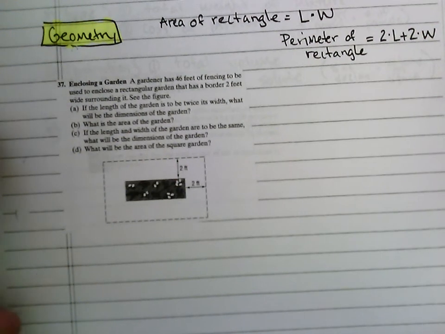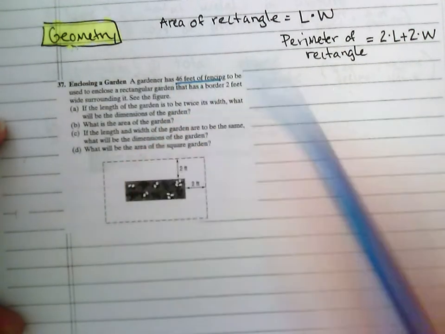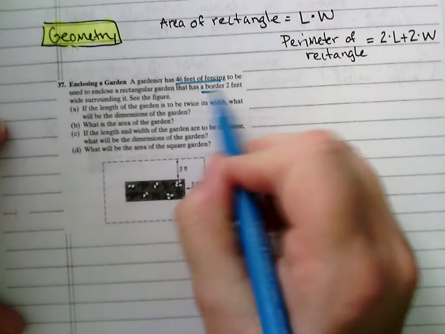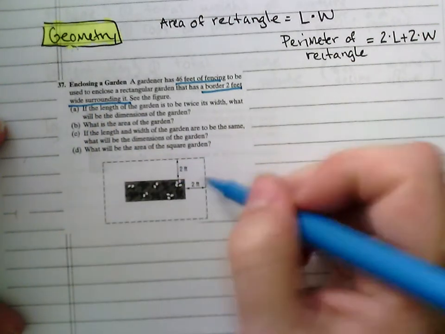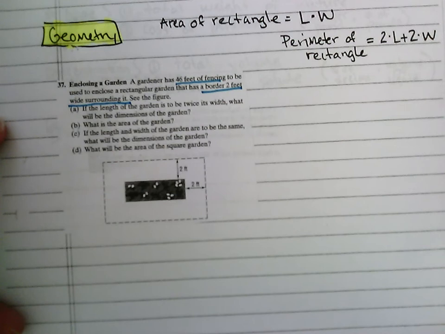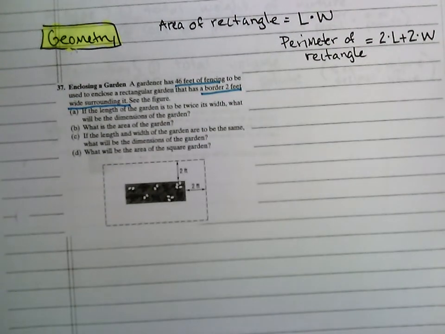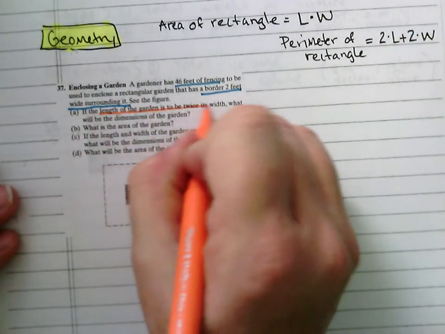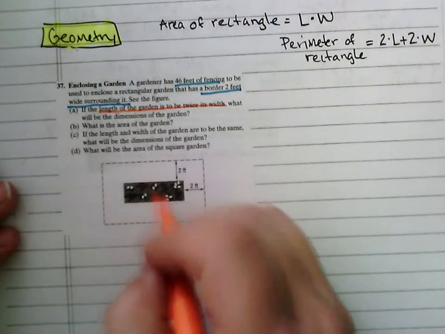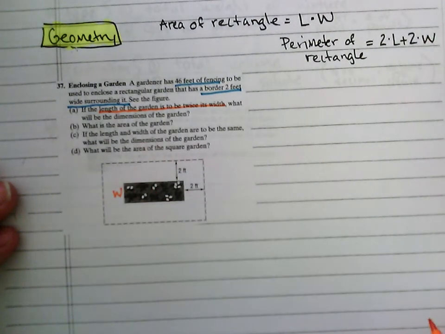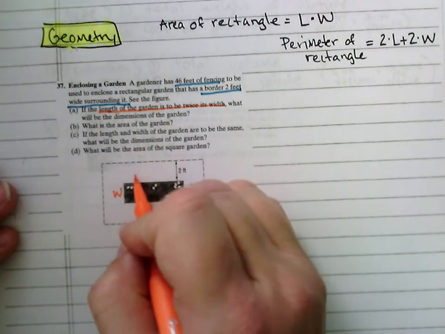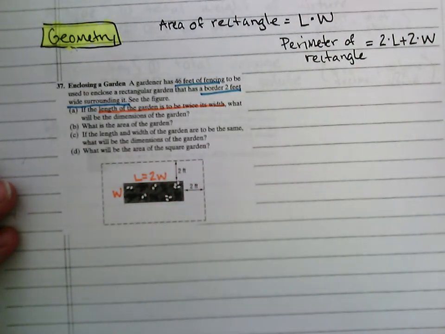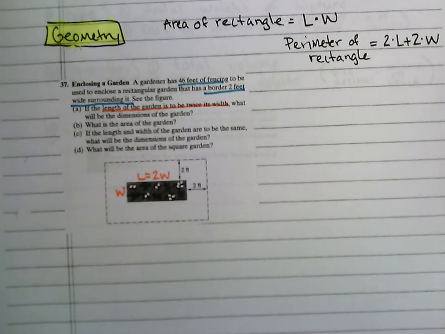This one we have a gardener who has 46 feet of fencing, and they're going to enclose a rectangular garden that has a border that is 2 feet wide surrounding it. So here's our picture. If the length of the garden is to be twice the width, then we're supposed to be figuring out what's the dimension of the garden. So the length of the garden is to be twice its width. Let's label the width of the garden, and then the length would be twice the width.